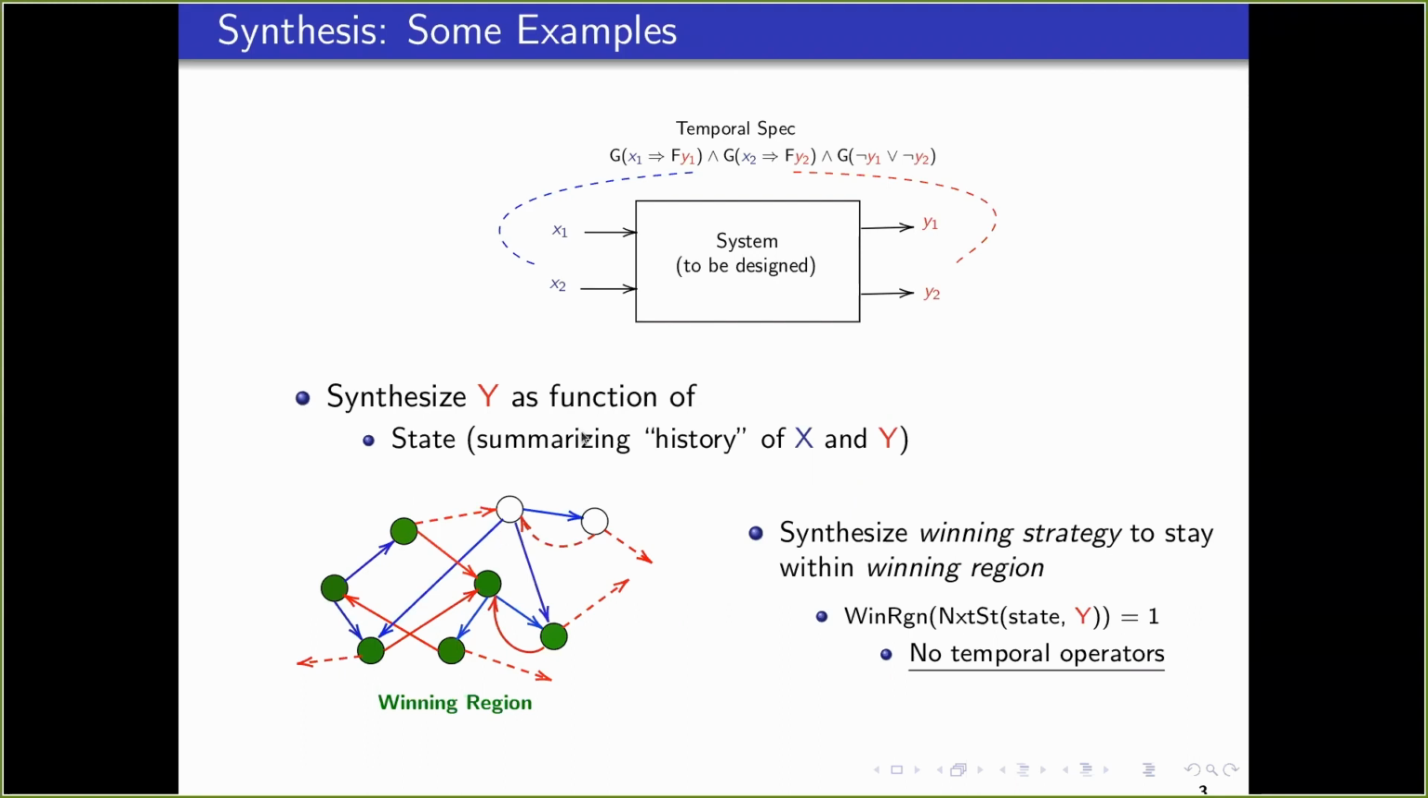winning region or not. So you can see that I've reduced the temporal synthesis problem through this winning region construction to a synthesis problem where I still have to synthesize y as a function of state, but I don't need to worry about temporal operators. And of course, it could also be the case, for example, here are some states from which no matter what y you take, you cannot satisfy this formula. So this may not always be satisfiable, but this is reality. I mean, specifications are not always satisfiable.